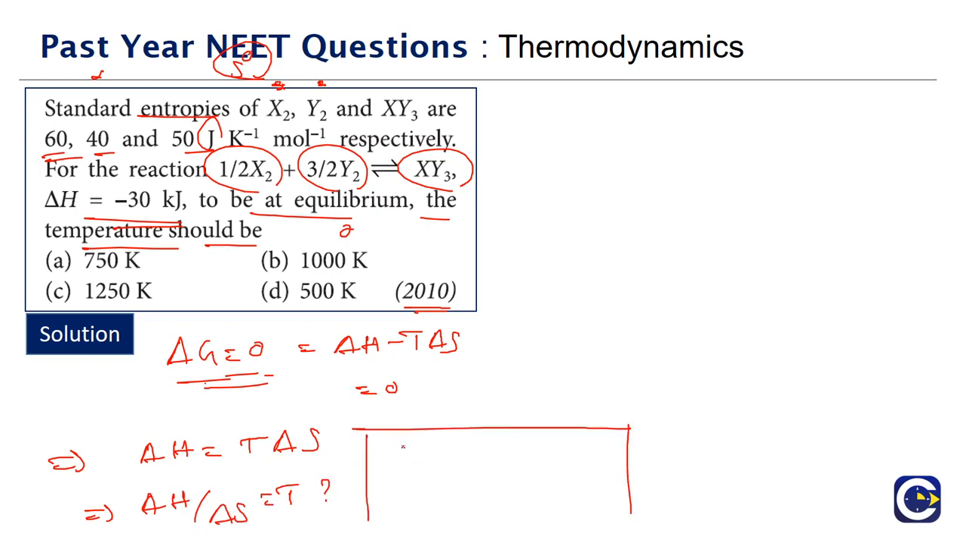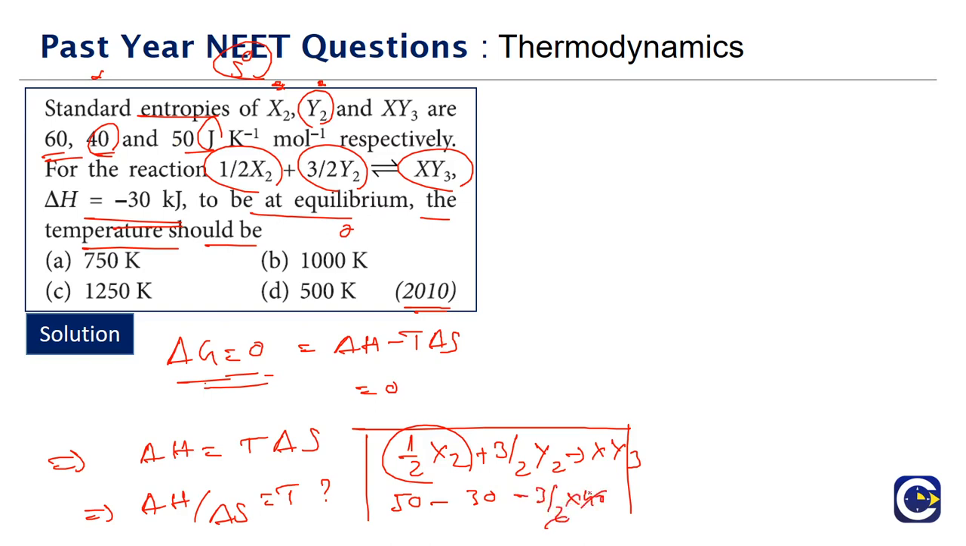What is the given reaction? Half X2 plus 3 by 2 Y2 gives rise to XY3. The entropy of product XY3 is 50. So 50 minus the entropy of reactant: half a mole of X2, which means half of 60, which is 30. For 3 by 2 Y2, the entropy per mole is 40. 3 by 2 moles means 3 by 2 into 40, which is 60. So 50 minus 30 minus 60 will be our delta S.